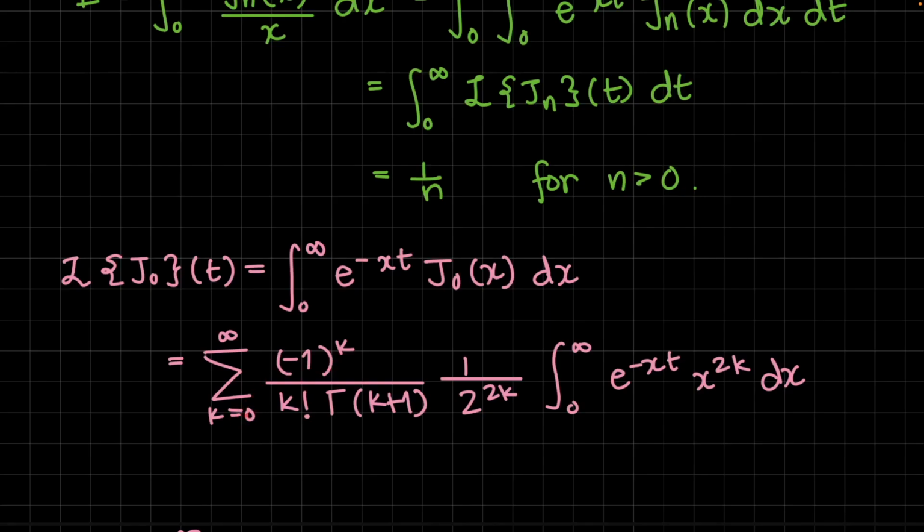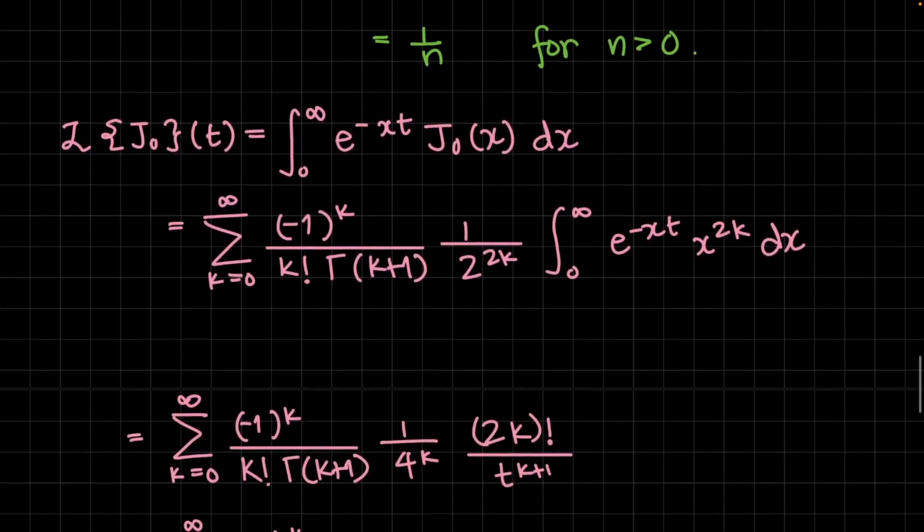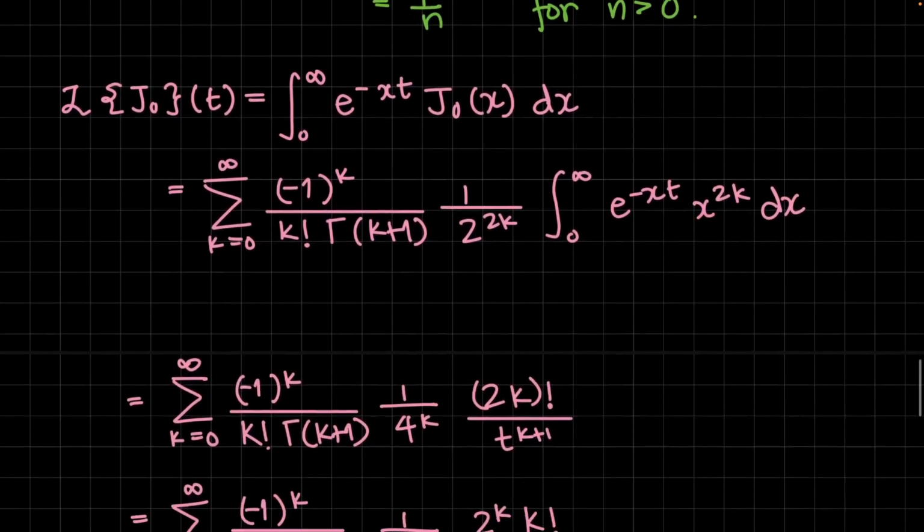Sum from k equals 0 to infinity of (-1)^k over k factorial gamma of k plus 1. We've just used the fact that in this case n, which was the index of the Bessel function, is 0 in the series expansion. 1 over 2 to the 2k, integral 0 to infinity, because we had that from the beginning, e to the minus xt x to the 2k dx. The integration is very simple.